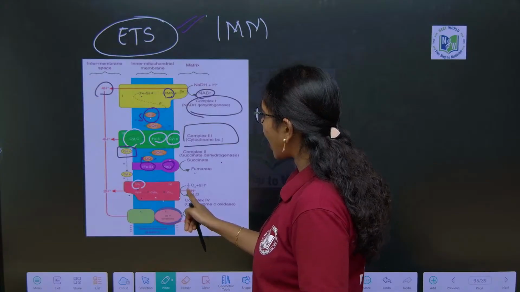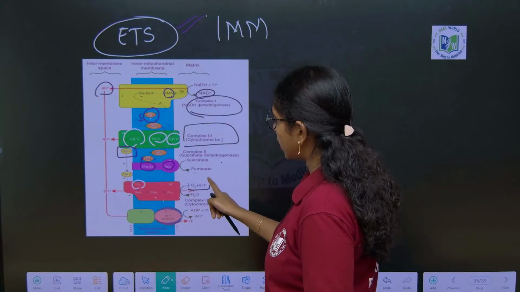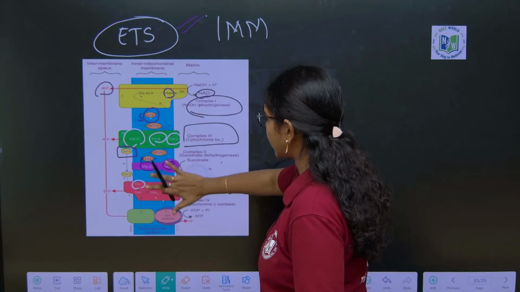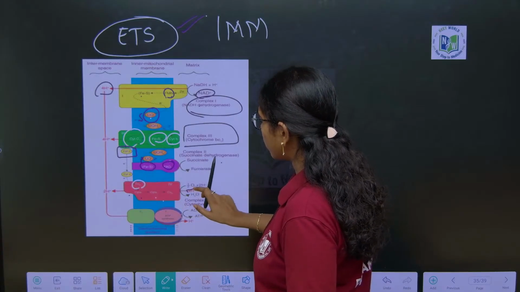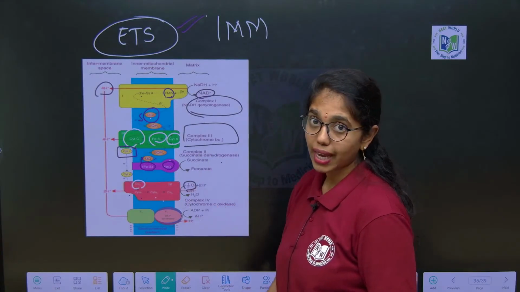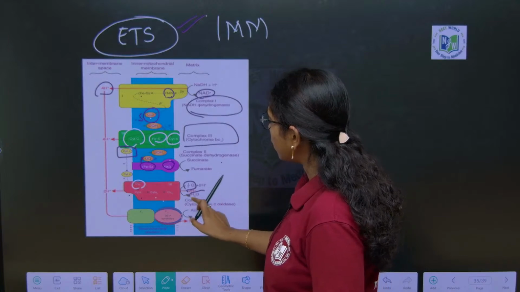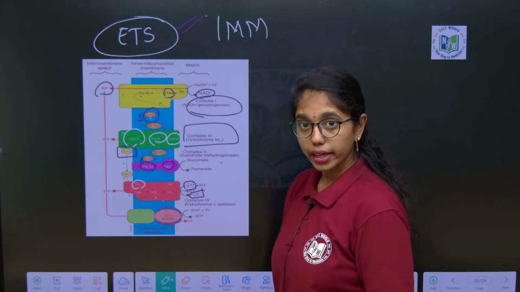The ultimate electron acceptor is oxygen. The ultimate electron acceptor is the oxygen molecule. That is the ultimate electron acceptor, which leads to the formation of water here.